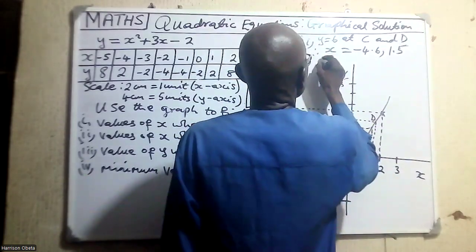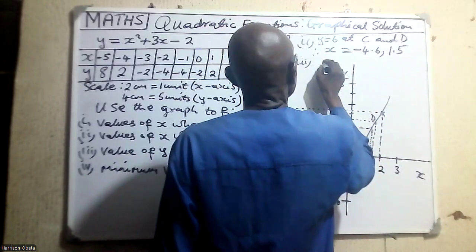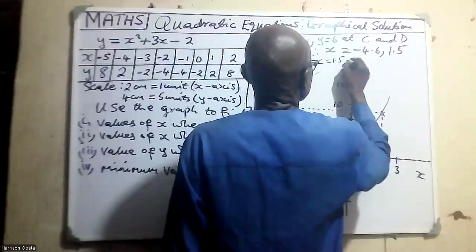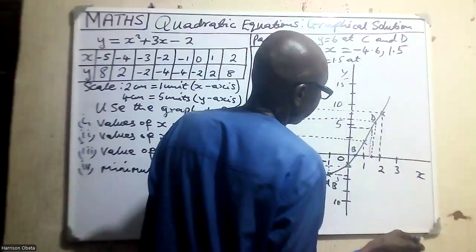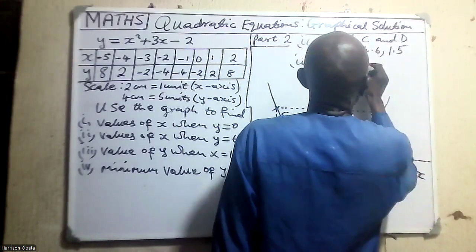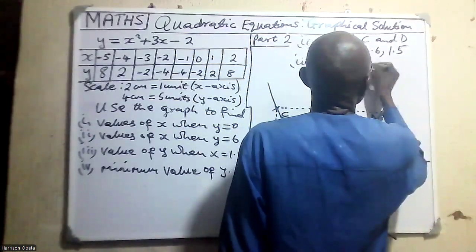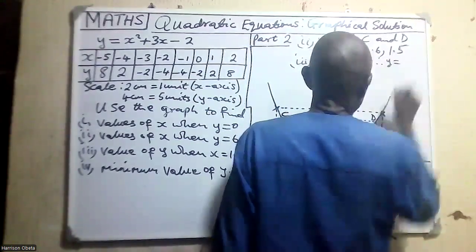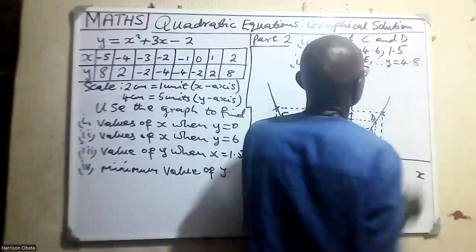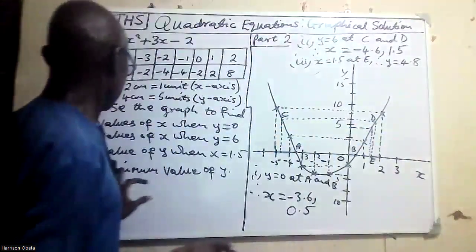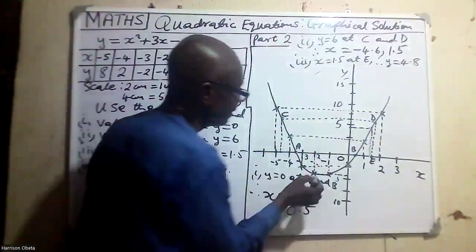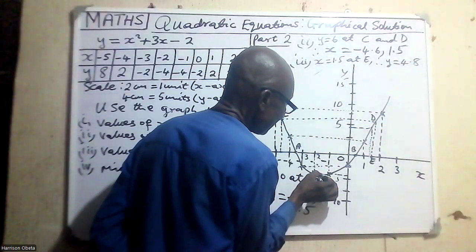So we can say that x equal to 1.5 at, let us call this E, at E. Therefore, y is equal to 4.8. So that is that. Then finally, minimum value of y. Minimum value of y is this part, this last point.